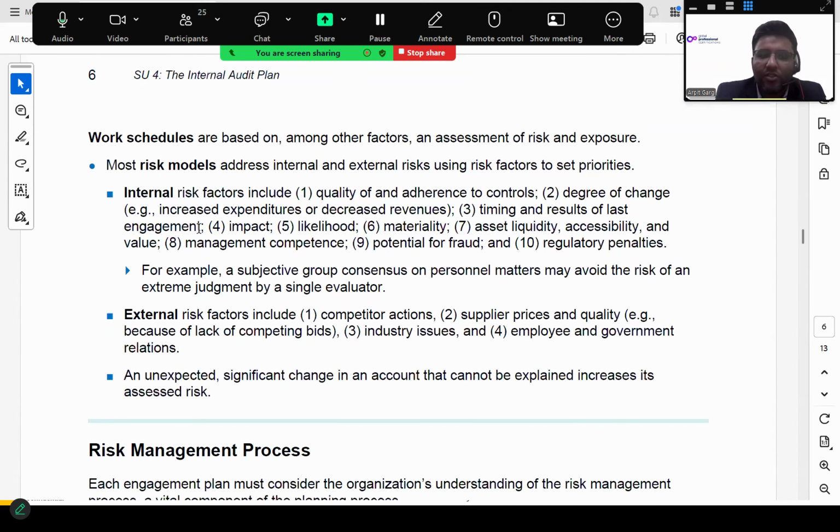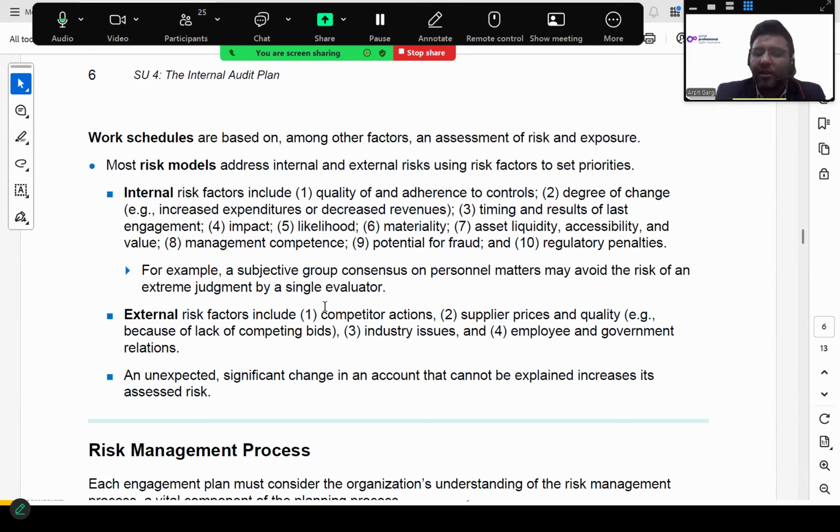People, moving on. It says work schedules are based on, among other factors, an assessment of risk and exposure. Most risk models address inherent internal and external risk using risk factors to set priorities. Internal risk factors include quality of internal controls, degree of change, timing and result of last engagement, impact, likelihood, materiality, asset liquidity, etc. For example, a subjective group consensus of personal matter may avoid the risk of an extreme judgment by a single evaluator. Just read it. We are talking about internal risk.